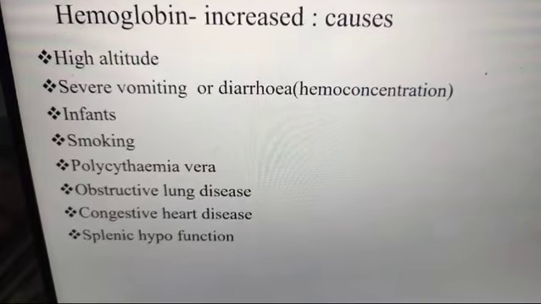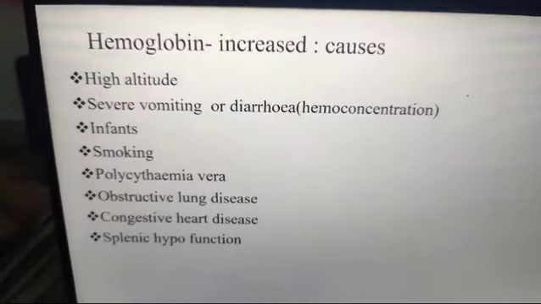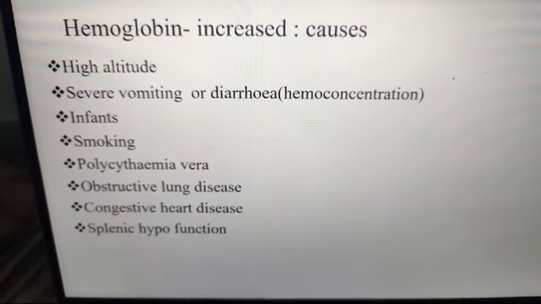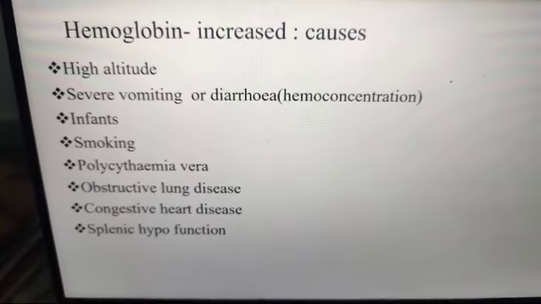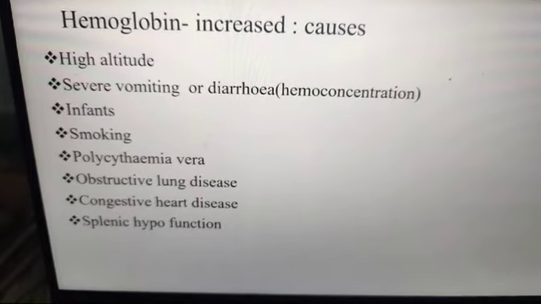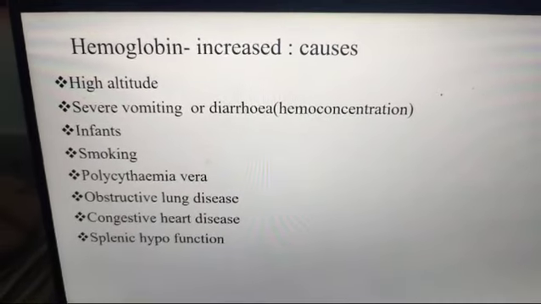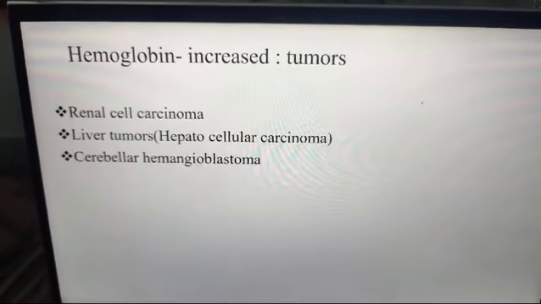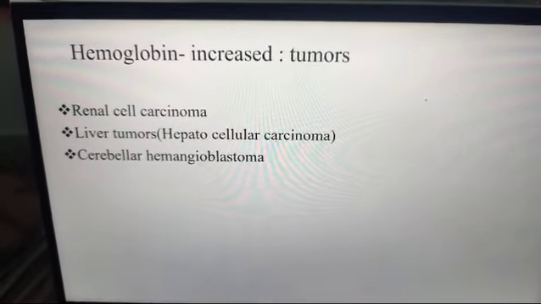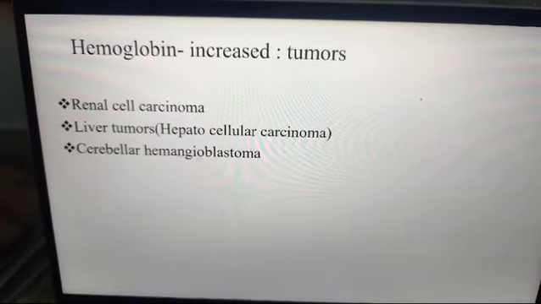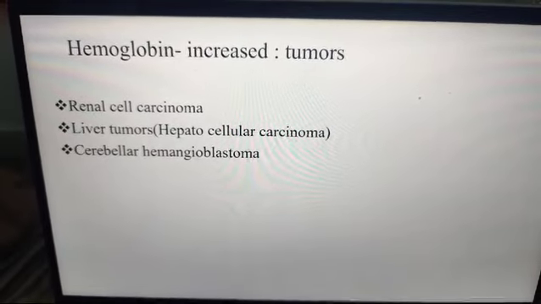High altitude leads to polycythemia, severe vomiting or diarrhea leading to hemoconcentration and polycythemia. So these are relative conditions. Others include infants, smoking, polycythemia vera, obstructive lung disease, congestive heart disease and splenic hypofunction. Few tumors also cause polycythemia, like renal cell carcinoma, liver tumors, cerebellar hemangioblastoma.